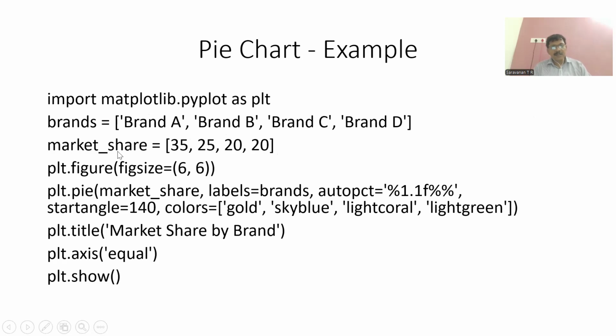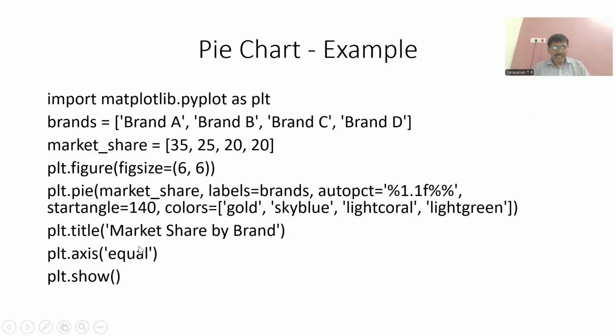And figure size, the plot size, is 6,6. And here are the labels we are going to specify. And the colors of the brands: gold for brand A, sky blue for brand B, light gold for brand C, and light green for brand D. And this is the title we are going to specify.